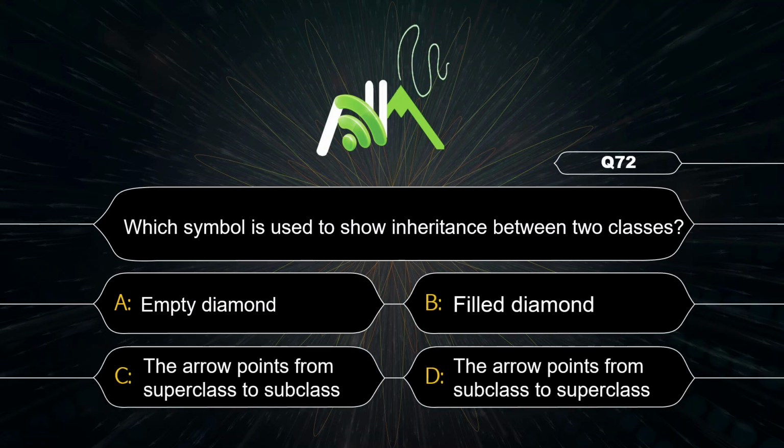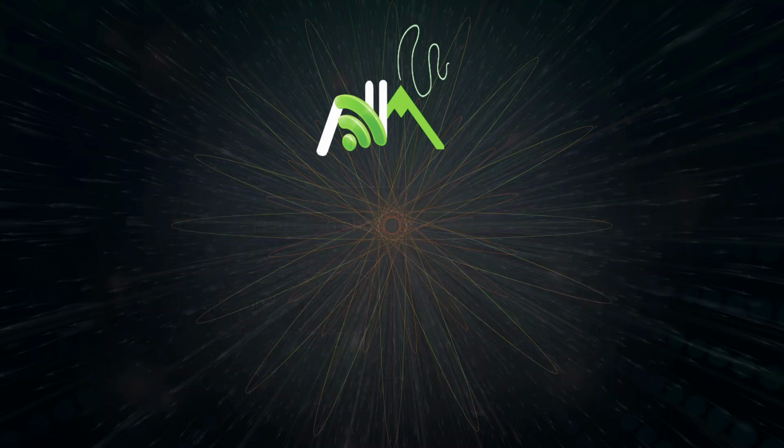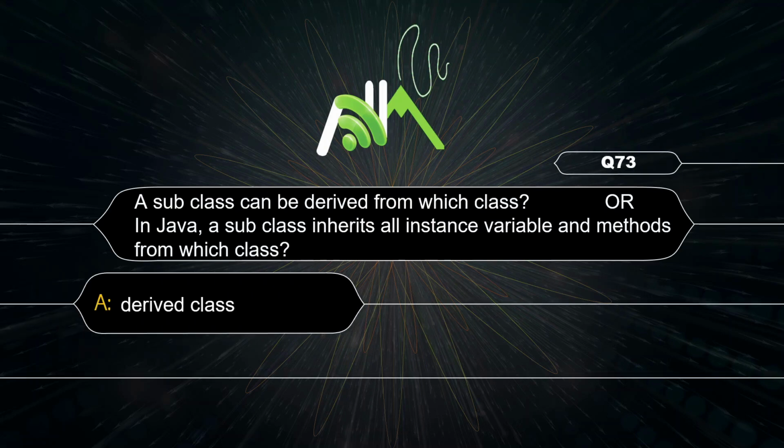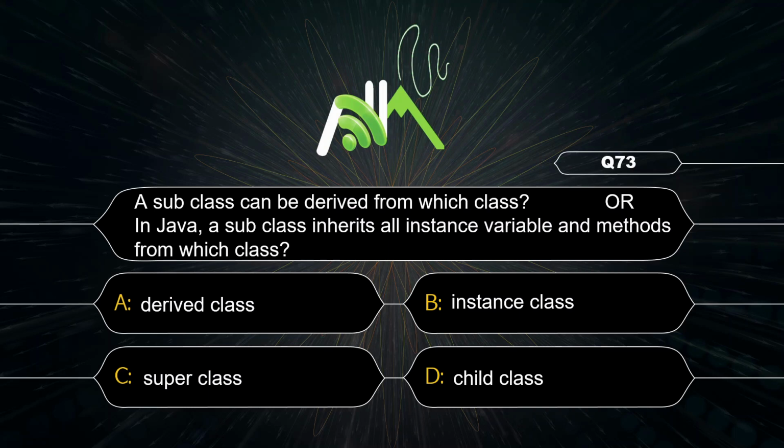This symbol is used to show inheritance between two classes. So the correct answer is an arrow pointing from subclass to superclass. Option D is correct here. A subclass can be derived from which class? That is superclass. Option C is correct here.